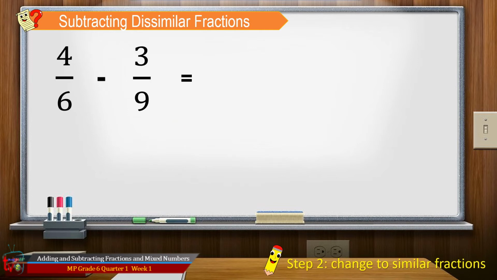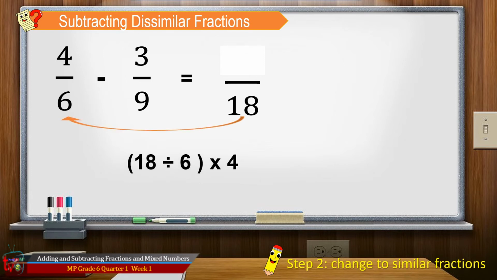Step 2 is to change the fractions to similar fractions using the least common denominator. Let's start with 4/6. Put the least common denominator 18 as your denominator. Then, divide it by 6 and multiply it by 4. The answer now is 12. Therefore, the equivalent fraction of 4/6 is 12/18.